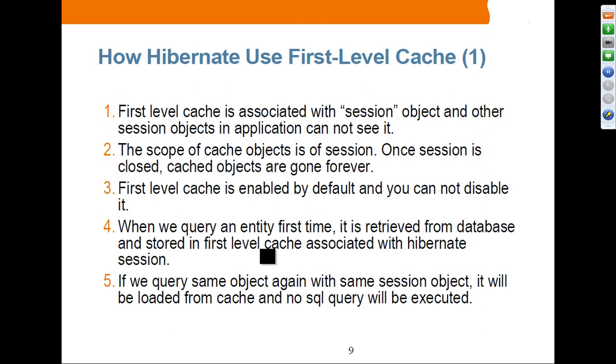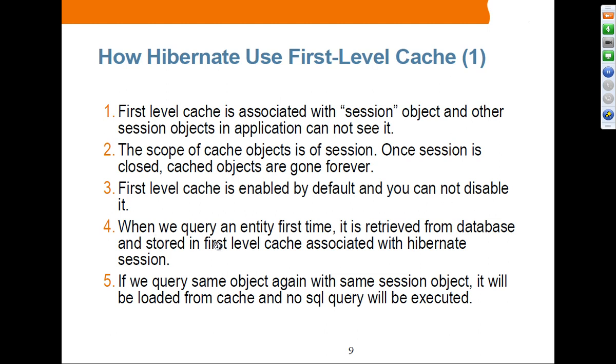So let's see how a first level cache works. First level cache is associated with a session object, and other session objects in the application cannot see it. So each session object will have its own first level cache. The scope of the cached objects is the session, so once a session is closed, the cached objects are gone forever. First level cache is enabled by default, and you cannot disable it.